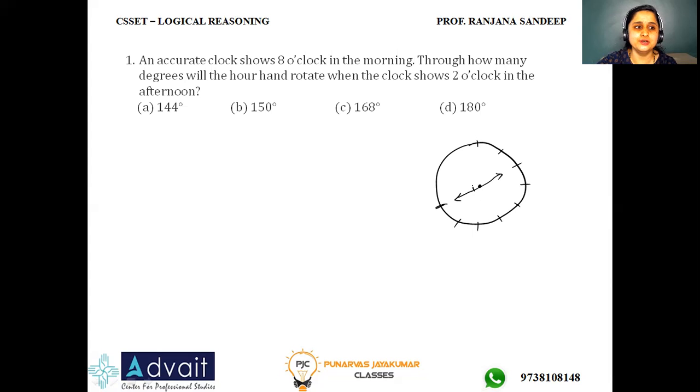Now clearly it shows that the two positions are in a straight line, correct? So the angle between them is 180 degrees, right? So it is option D, that is 180 degrees. No calculation is required, no formula is required.